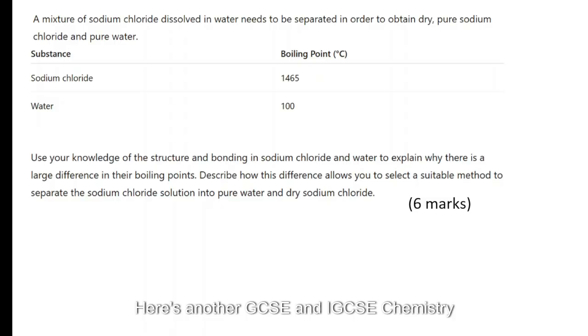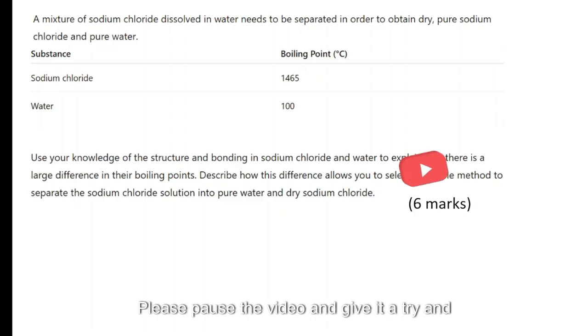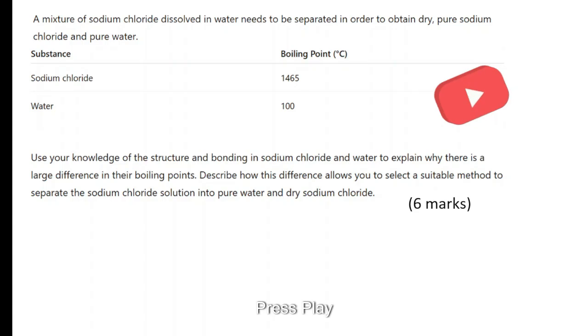Here's another GCSE and IGCSE Chemistry exam question. This question is about structure and bonding, and it's also about separation techniques. It's a good question, 6 marks. Please pause the video and give it a try. When you're ready for the answer, press play.